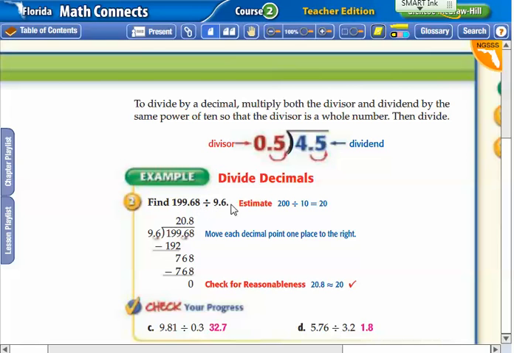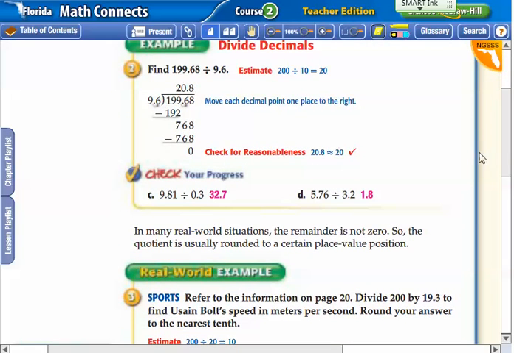So 109.68 divided by 9.6. Again, whatever you're dividing by, that divisor goes outside. I move the decimal point one place here, so I'm going to move it one place here. So it's right there. Keep everything lined up. Now it's 96 into 199. Yeah, twice. You get 192, subtract, and then bring down the next number, and you're just dividing like you've been doing. Okay? We've done pretty good with that in class. Just be careful if you have to move the decimal point over.